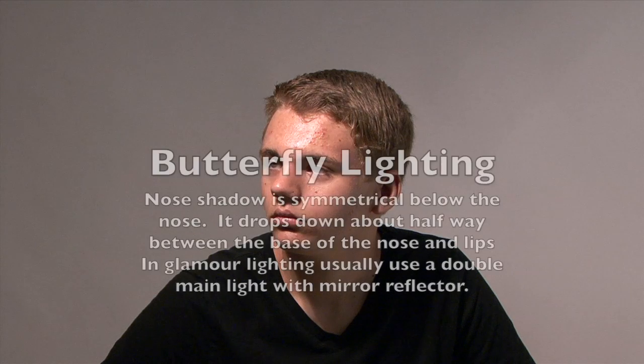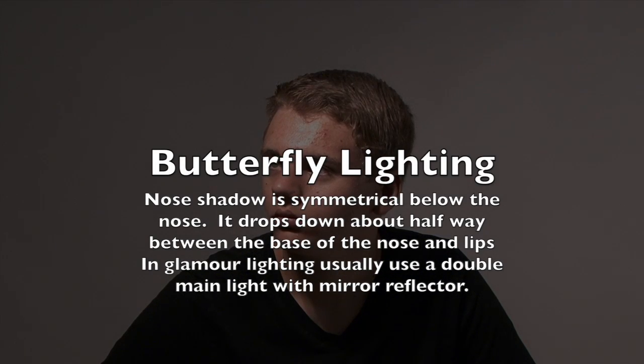But just to see what the butterfly is, turn your head towards the light source, keep turning, keep turning. I want you to pay attention to the nose shadow. I want the nose shadow to be symmetrical and falling down below the nose. But the trick with the butterfly is to have the shadow between the top of the lip and the base of the nose, about halfway. I can control, based on the height and direction, that butterfly light.